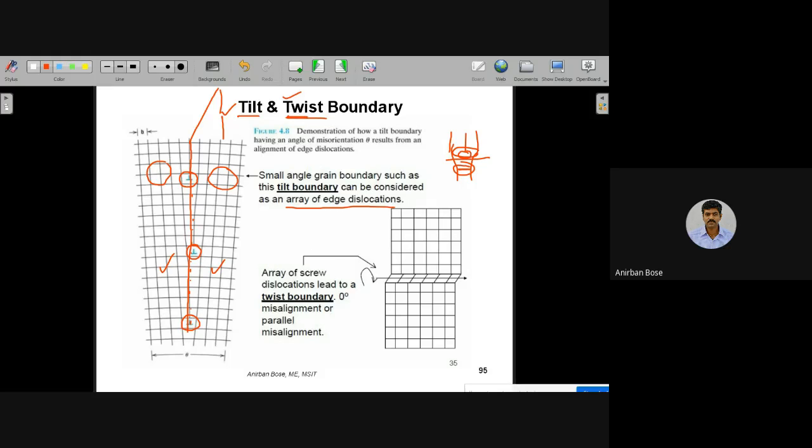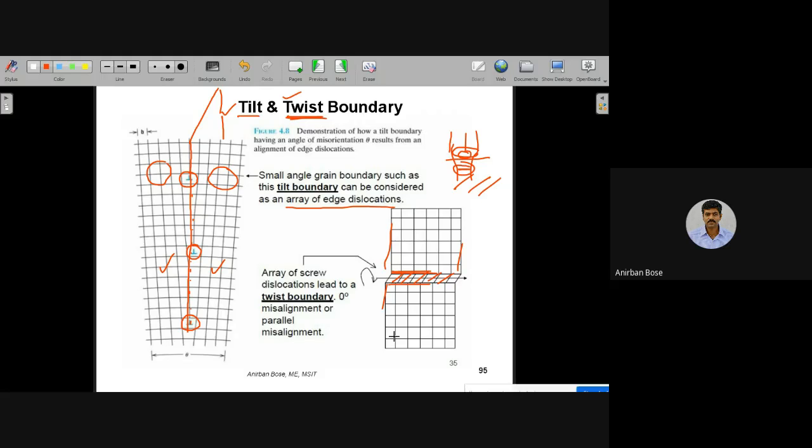This is a plane surface defect that you also have to remember. This is not a curved surface defect. Again, if you see, the twist boundary is the result of a series of screw dislocations. If a series of screw dislocations come one after another, then you will find this kind of an orientation difference. Like here you can see a parallel orientation difference. Though it's 0 degree, it is parallel.